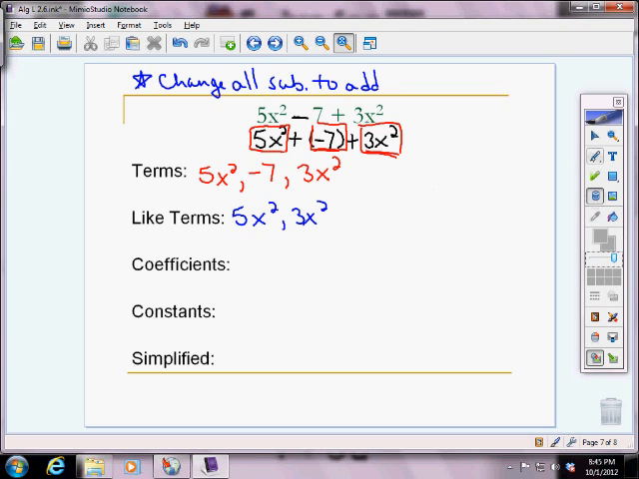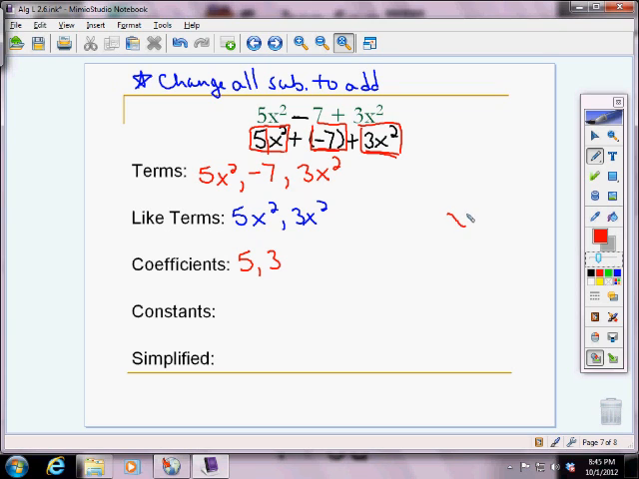Now coefficients. Coefficients basically are the numbers attached to the variables. To be a coefficient you have to have a variable, like this x squared here. But it's only the number attached to it. It's only a 5. Does negative 7 have a variable? No. Therefore, it cannot have a coefficient. 3x squared? Well, again, the 3 is attached to the x squared, so the other coefficient would be 3.